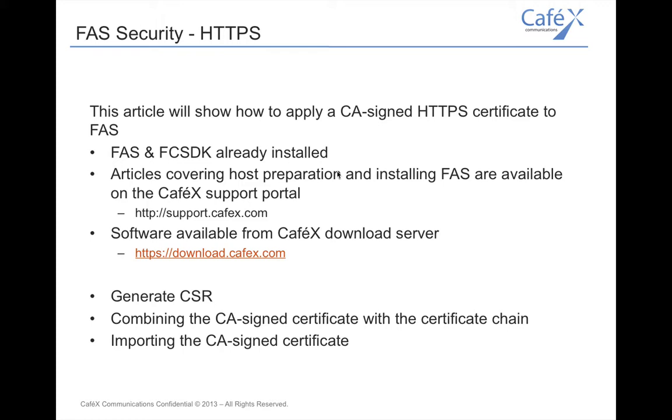So to start, we're going to generate a certificate signing request. We're then going to send that off to our CA. Once the CA has signed our CSR and returned it, we're going to combine the CA signed certificate with the certificate chain and then import it into FAS.